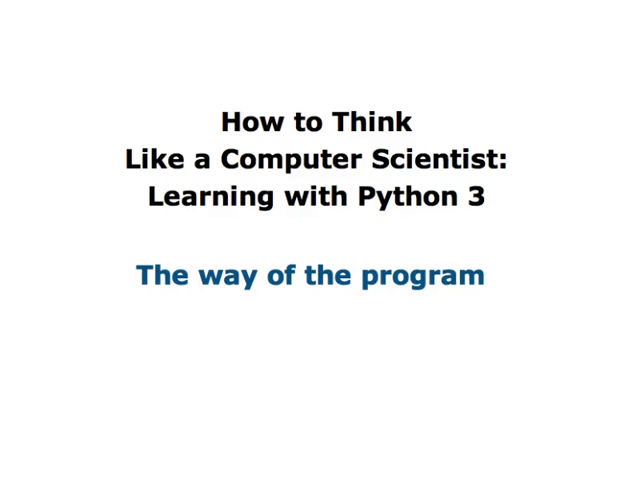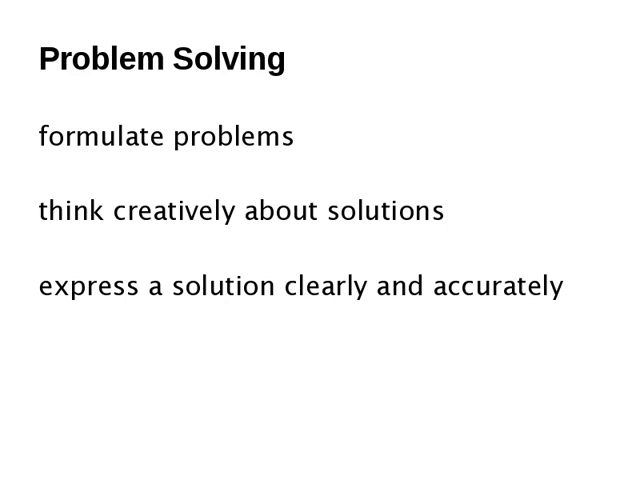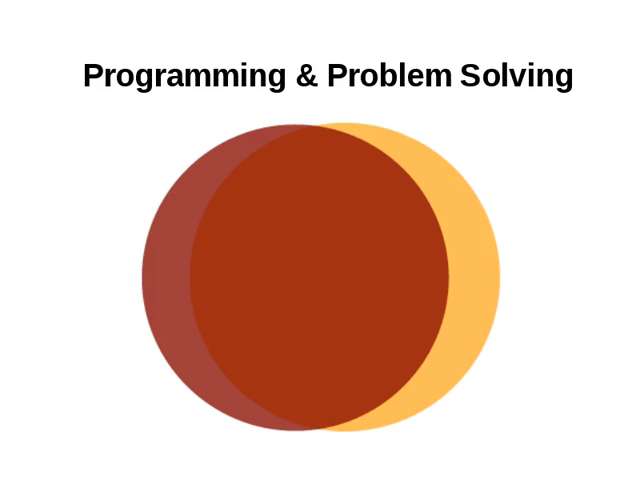The goal here is to teach you to think like a computer scientist. The single most important skill for a computer scientist is problem solving. As it turns out, the process of learning to program is an excellent opportunity to practice problem solving skills. That's why this chapter is called The Way of the Program.